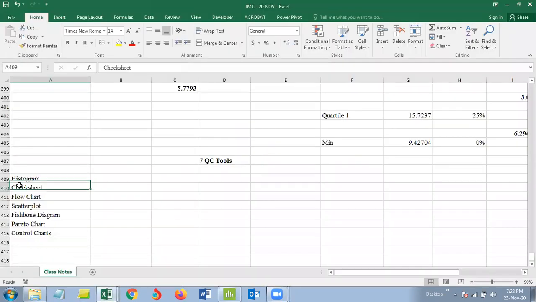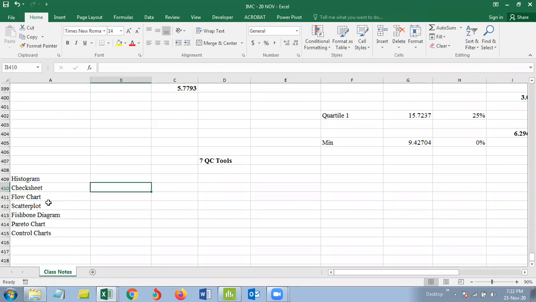Coming to the next thing, check sheet. Anyone would like to suggest some examples of check sheets? What is a check sheet? Anyone? A check sheet is a document in which we update the regular data collection. Absolutely correct, Shivam. Absolutely correct.